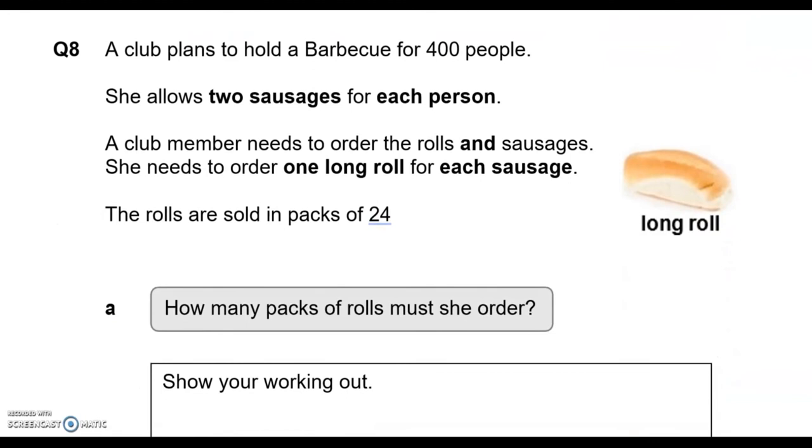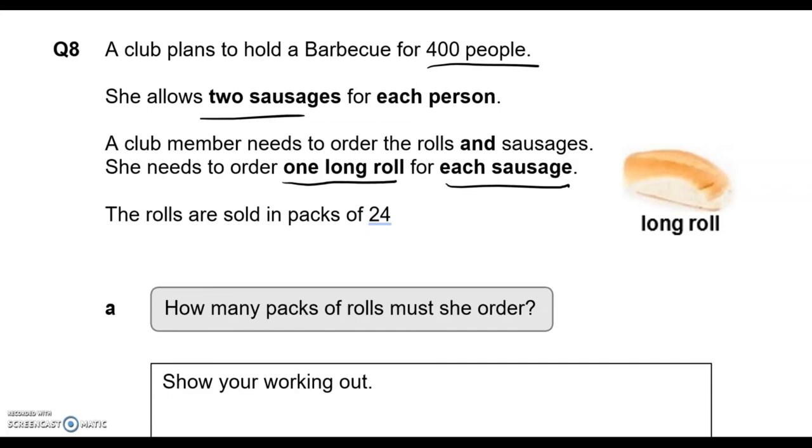A club plans to hold a barbecue for 400 people. She allows 2 sausages for each person. A club member needs to order the rolls and sausages. She needs to order 1 long roll for each sausage. The rolls are sold in packs of 24. How many packs of rolls must she order?